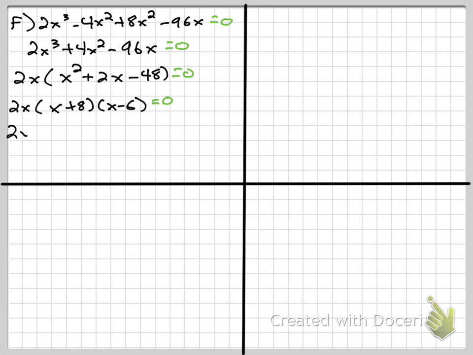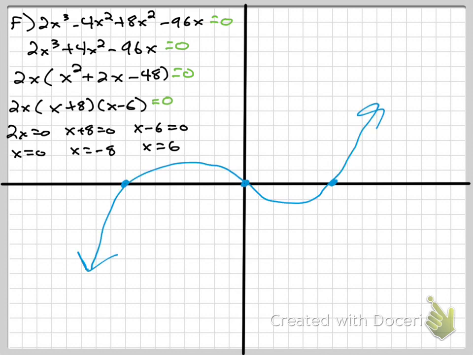All right, so I'd set all three factors equal to 0. Solve: 2x equals 0, that's x equals 0. X equals negative 8, x equals 6. All right, so again, it's an odd degree polynomial, going up from left to right, going through negative 8, 0, and 6. So we have the general shape there.